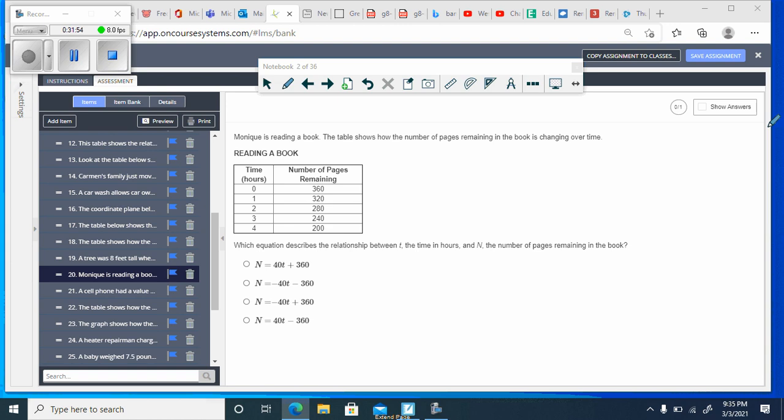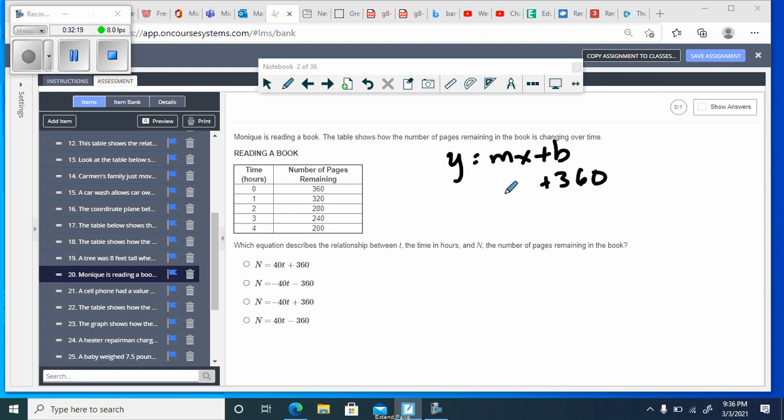Monique is reading a book. The table shows how the number of pages remaining in the book is changing over time. Okay, which equation describes the relationship? Your linear equation is y is equal to mx plus b. B is where you start. At time 0, there's 360 pages in that book. So that's positive 360 pages. Right, so that gets rid of both of those.